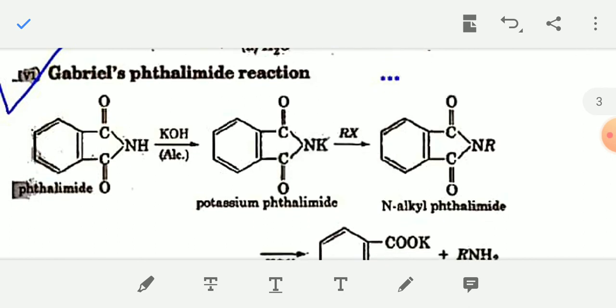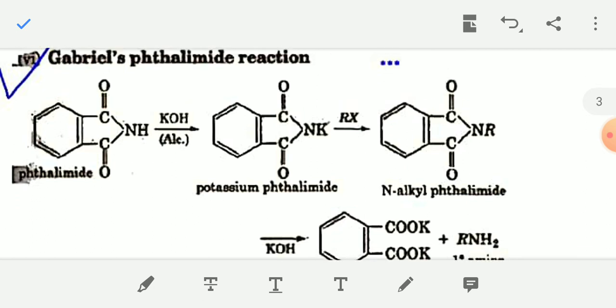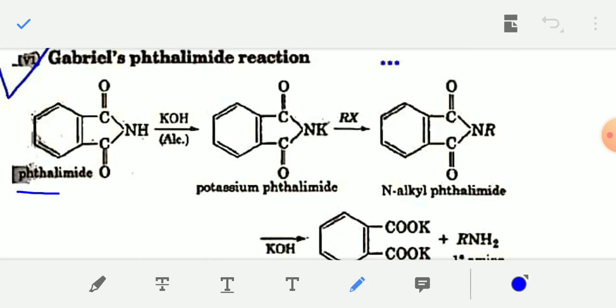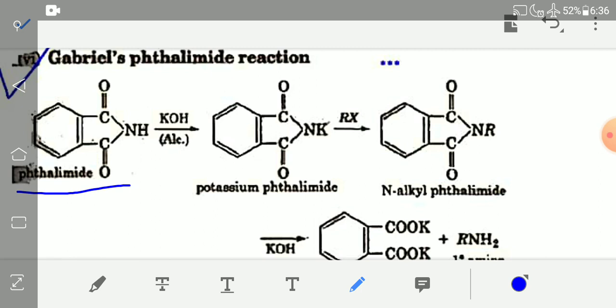And the next method is the Gabriel phthalimide reaction, or Gabriel phthalimide synthesis. In this method you can prepare primary amine from phthalimide. You can prepare only 1 degree amine from phthalimide. This is an important method of preparation of primary amine. In Gabriel phthalimide synthesis you can prepare a primary amine RNH2 from phthalimide. And what is the structure of phthalimide? Here it is given, the structure of phthalimide.